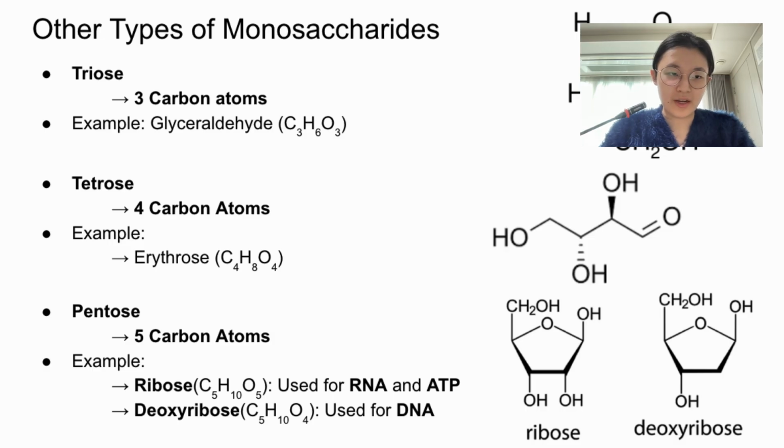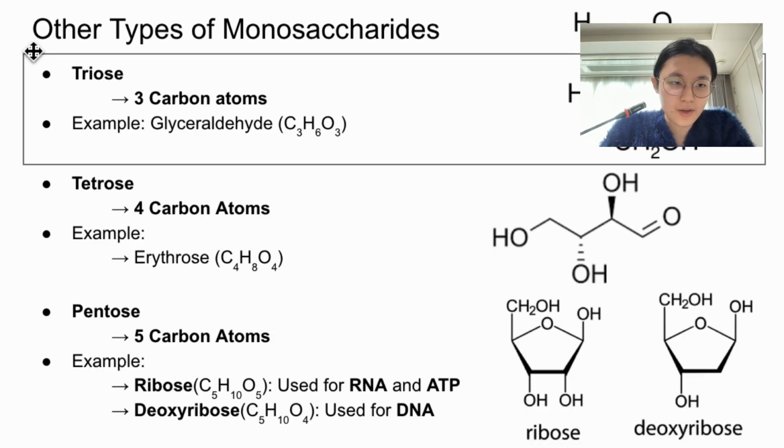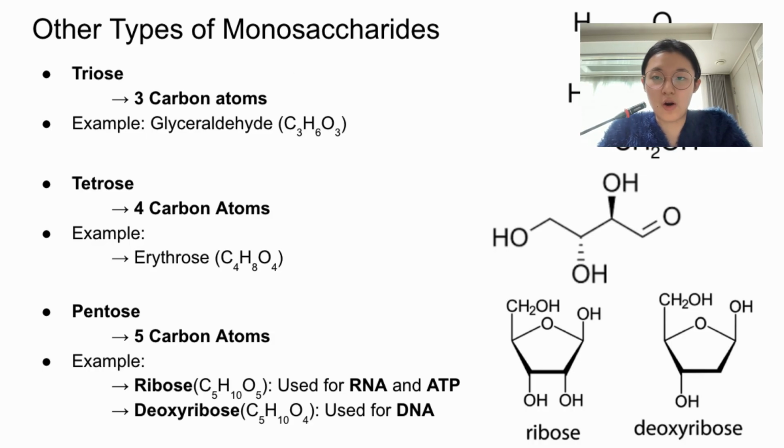And so in this video we're first going to focus on the other types of monosaccharides. So far the focus has been on hexose sugars because we've been looking so much at glucose, but monosaccharides can be more broadly classified by the number of carbon atoms that they contain in their rings. Triose, for example, contain 3 carbon atoms, and an example of this would be glyceraldehyde, which plays an important role as an intermediate molecule in metabolic pathways such as glycolysis.